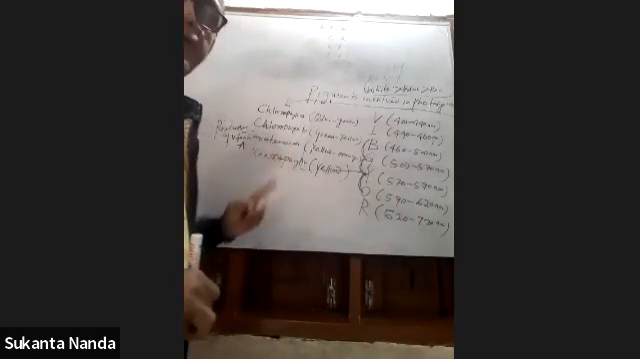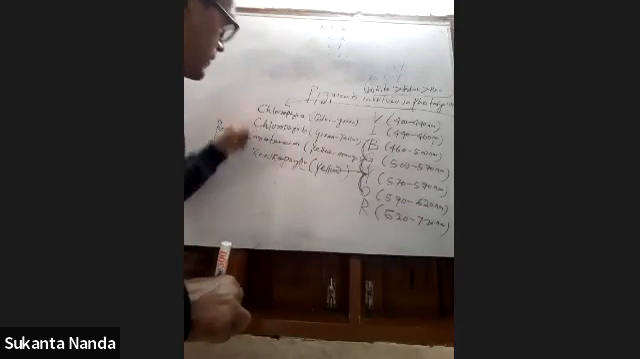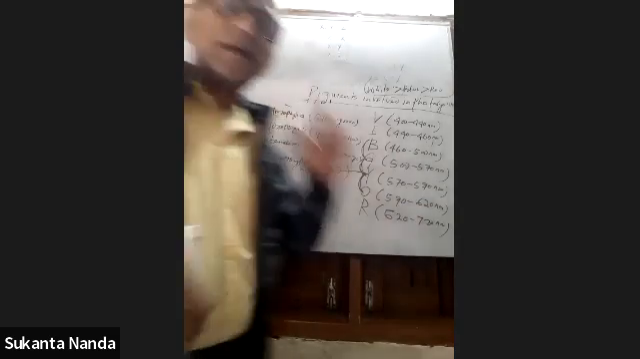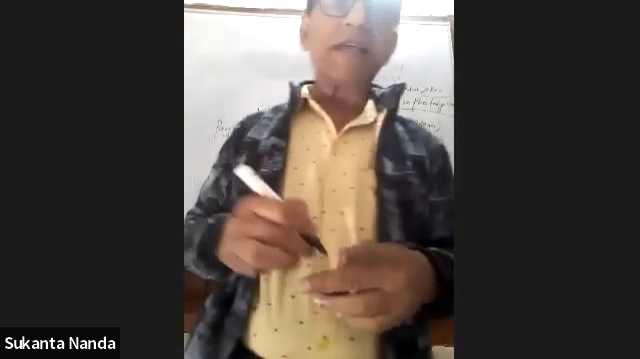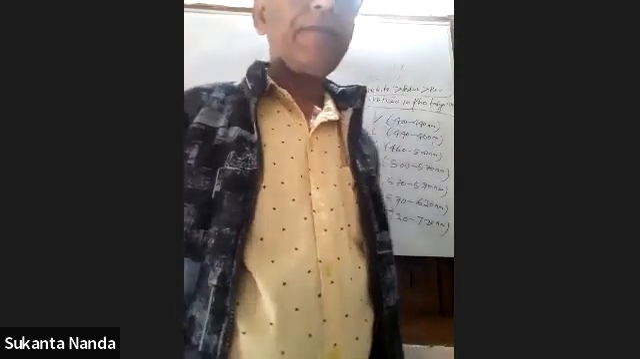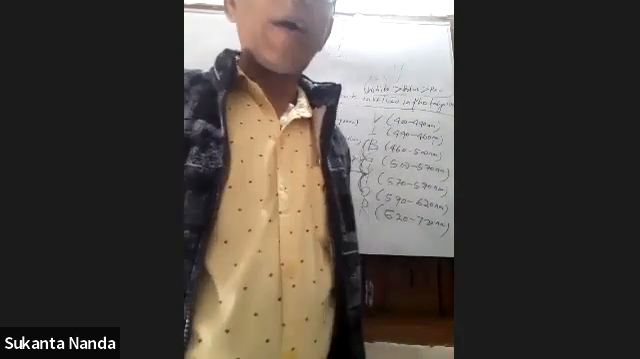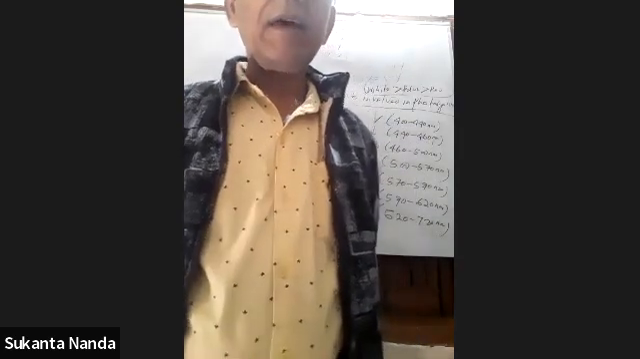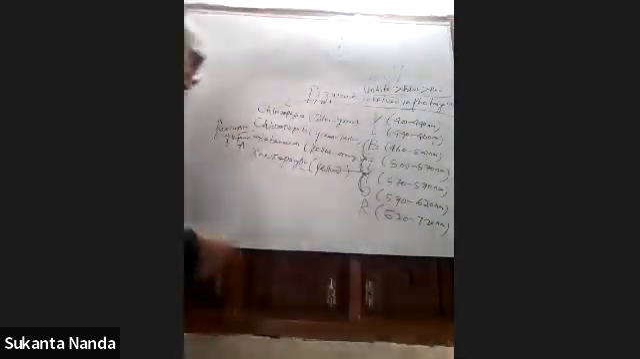Okay, these are the green pigments and these are the colors. Chlorophyll A, which color is that of chlorophyll A, students? Blue and green. Chlorophyll B, green and yellow. Then carotenoids, yellow and yellow orange. And xanthophylls, yellow. Okay, xanthophylls is yellow color.